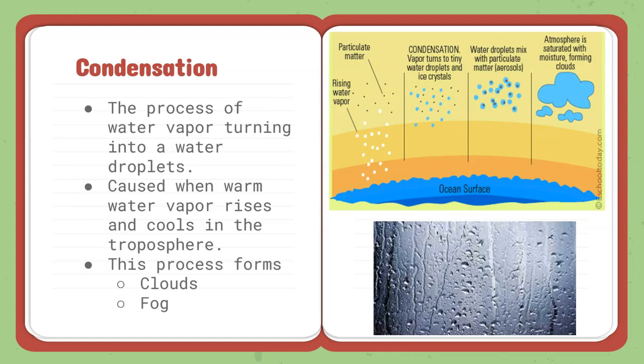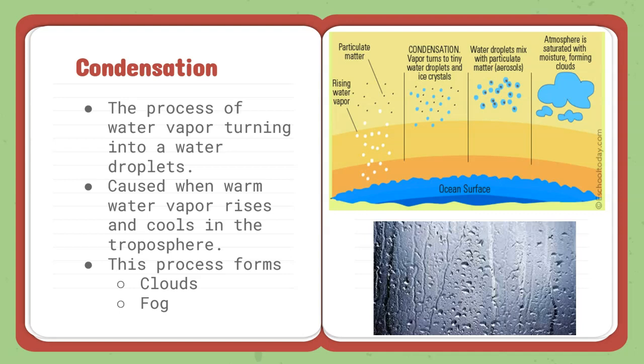The next term is condensation, which is the process of water vapor turning into water droplets. If you've ever left an ice cold glass of water on a table or outside, you have dealt with condensation. This happens in the water cycle when warm water vapor rises and cools in the troposphere.